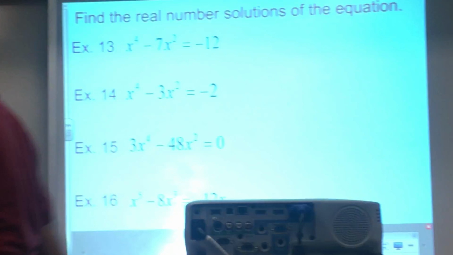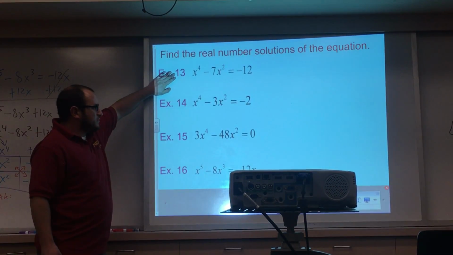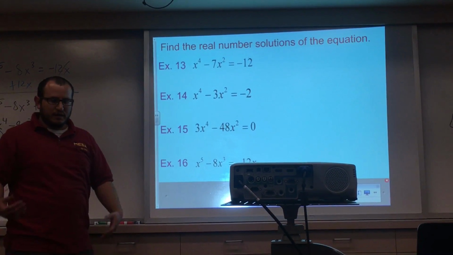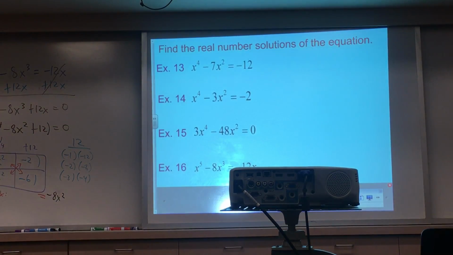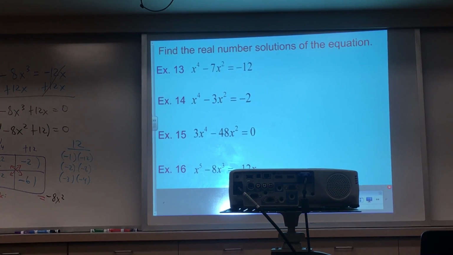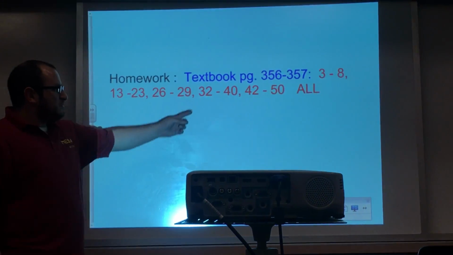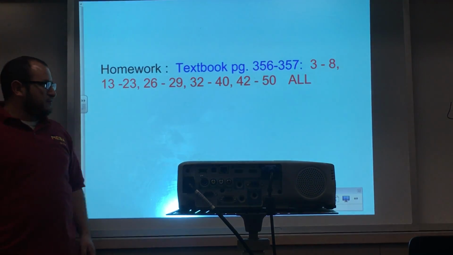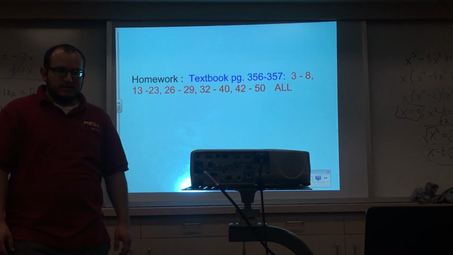Alright, so I solved 13 for you, I solved 16 for you. Go ahead and try 14 and 15. Okay? Again, if you have questions, let me know. Ask me tomorrow in class. But here is your homework for 5.4. Go to the textbook, 3 to 8, 13 to 23, 26 to 29, 32 to 40, 42 to 50, all of them.